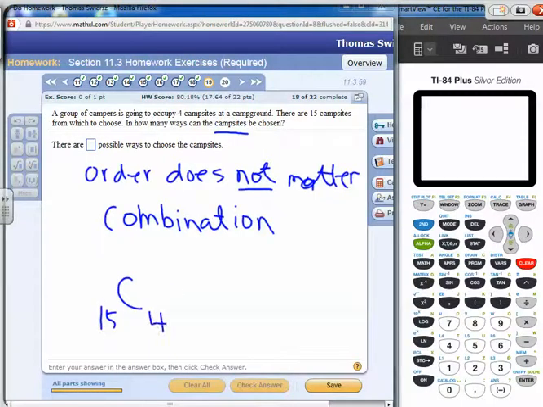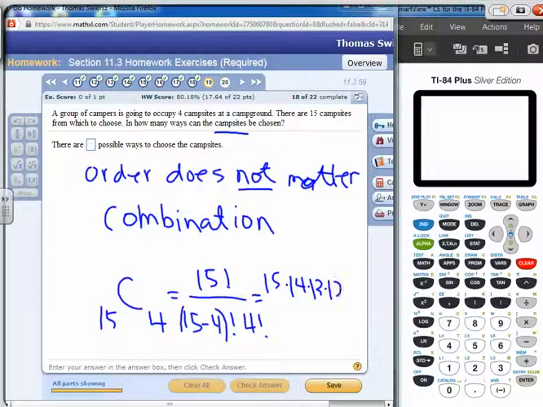We're selecting 4. Working it out, we would have 15 factorial divided by 15 minus 4 factorial times 4 factorial. So it would be 15 times 14 times 13 times 12 times 11 factorial. 15 minus 4 is 11 factorial. So these 11 factorials, 11 times 10, 9, 8, 7, 6, 5, 4, 3, 2, 1, all cancel. But we still have the 4 factorial, which is 4 times 3 times 2 times 1.